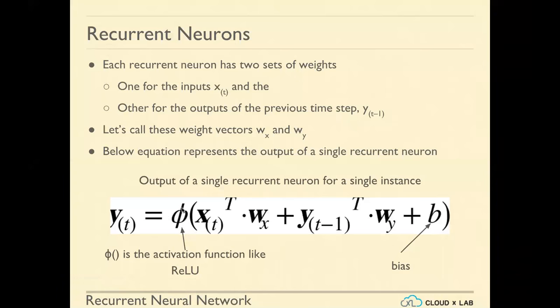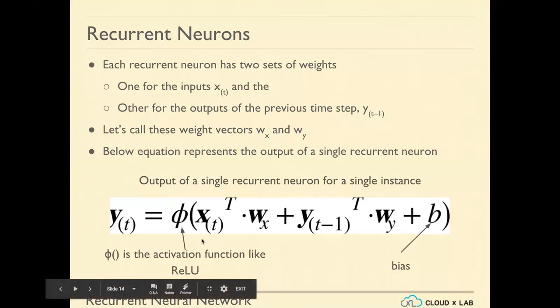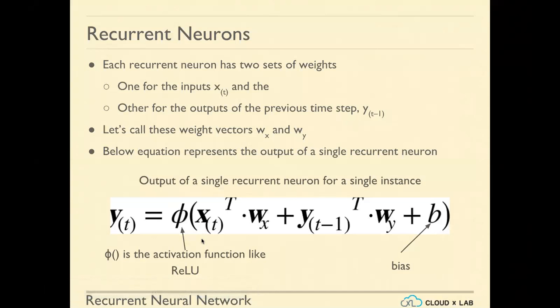Why do we apply an activation function? So that there is a non-linearity in the overall mechanism. Otherwise, it'll be just linear regression.